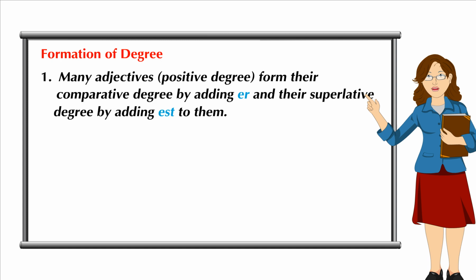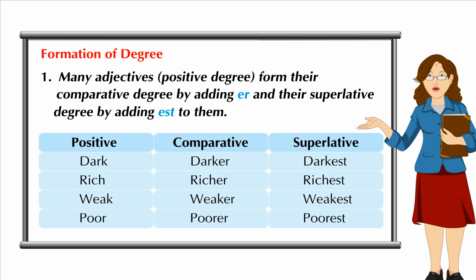Formation of degrees. 1. Many adjectives, positive degree, form their comparative degree by adding er and their superlative degree by adding est to them. Positive, comparative, superlative. Dark, darker, darkest. Rich, richer, richest. Weak, weaker, weakest. Poor, poorer, poorest.